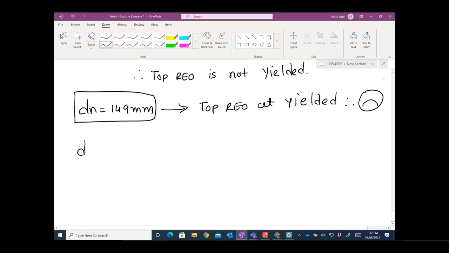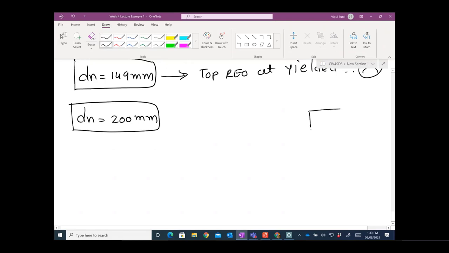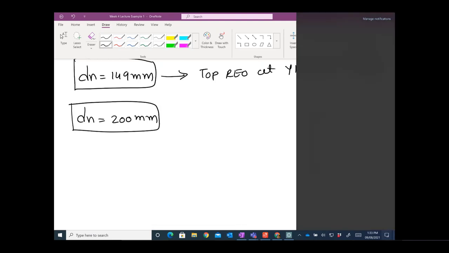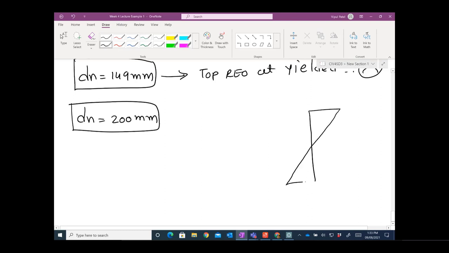So that's fine. Let's do DN equal to 200 millimeters. Why do I take 200? Because if you want to increase the strain in your top rio, then at 149 millimeters, if you increase it, the strain in here will be increased, because the further your rio is sitting from the point where the steel starts to yield, the further it will go, the strain will be increased, as I am going to show you today.